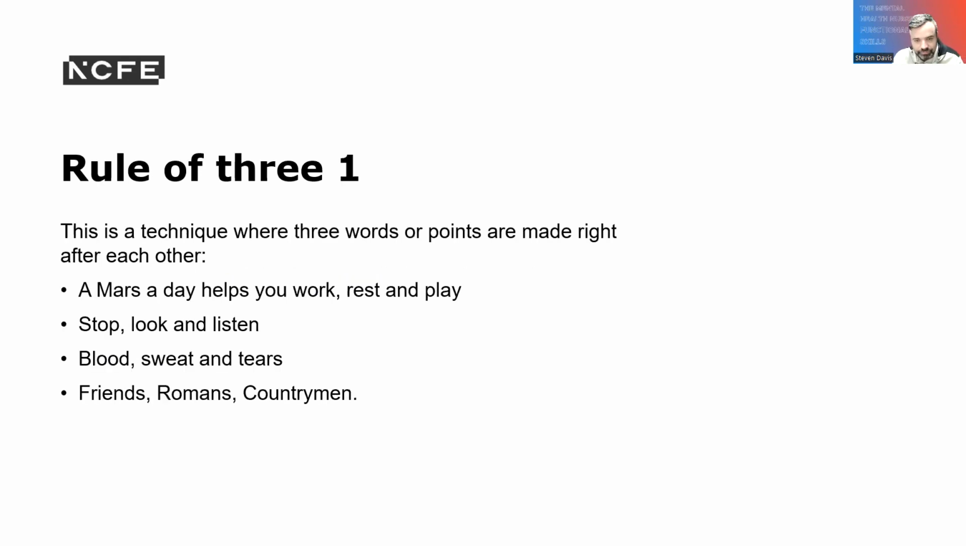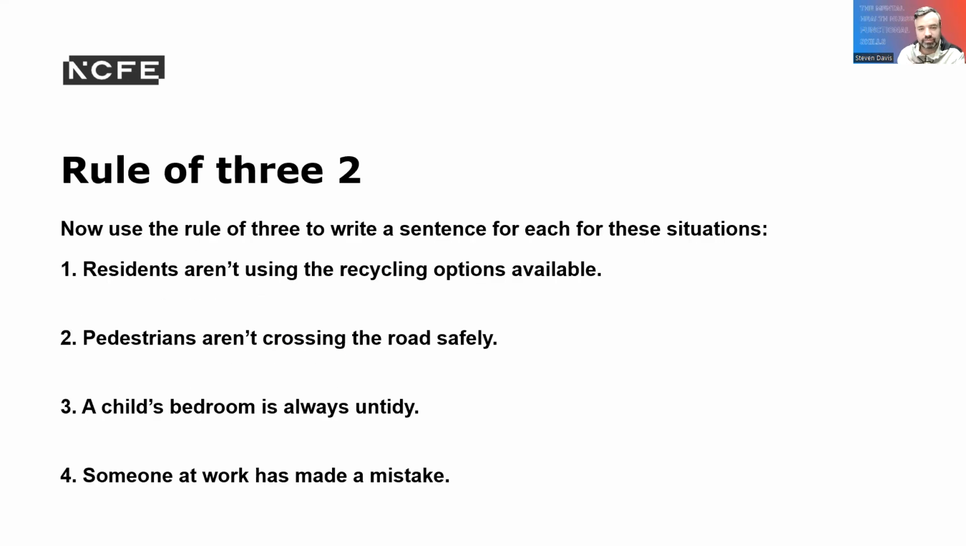So the rule of three is a technique where three words or points are made right after each other. A mile a day helps you work, rest and play. Stop, look and listen. Blood, sweat and tears. Friends, Romans, countrymen. So now use the rule of three to write a sentence for each of these situations. Residents aren't using recycling options available.